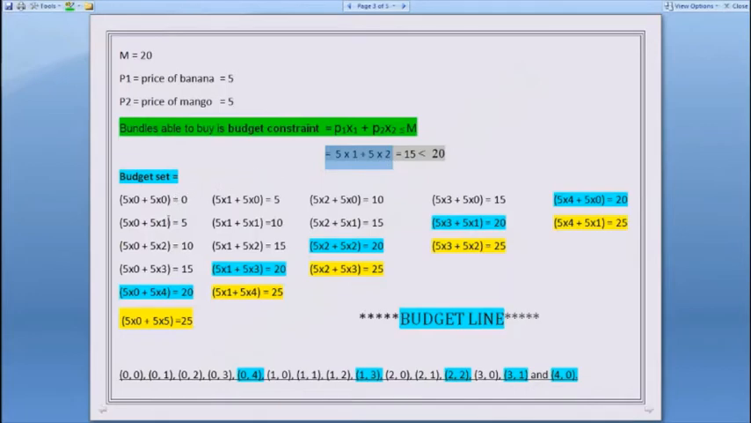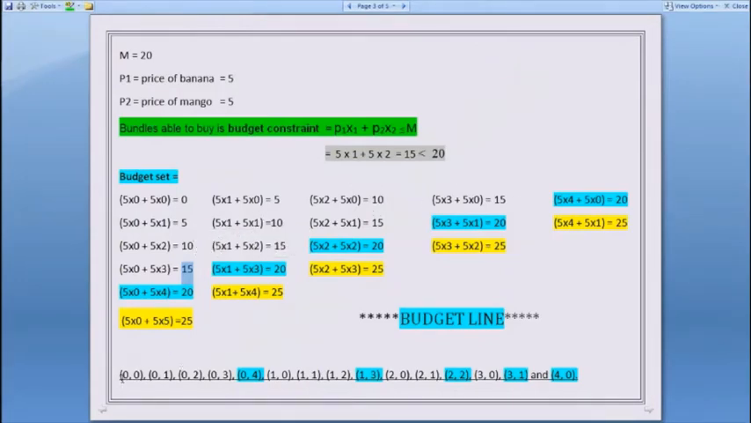But there are many combinations that you can choose from to spend this amount of money that you have. You can buy 0 bananas and 0 mangoes, so you spend 0. Or you can buy 0 bananas and 1 mango at the price of 5, so you spend 5, which is less than M. That's possible, you still have 15 in your pocket. Or you buy 2 mangoes and spend 10, or you can spend 15 on these bundles. These are the bundles, 1 and 0, 1 and 1, that you can spend on.